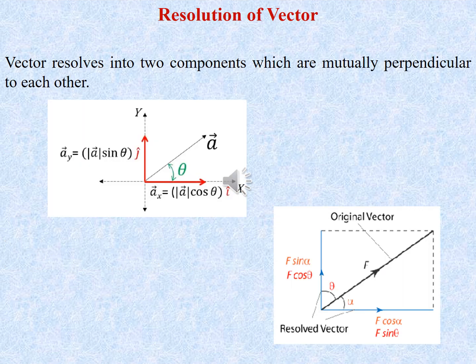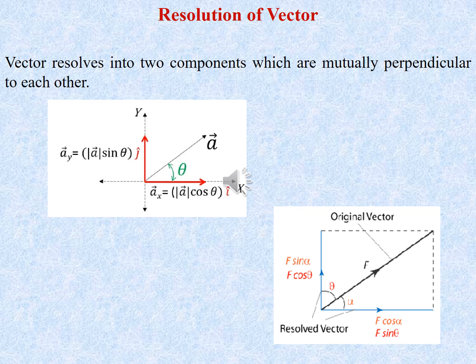Resolution of a vector. Vectors resolve into two components which are mutually perpendicular to each other. Let us consider A bar is a vector quantity. So this can be written in the two-dimensional format in the first figure. Ax bar is equal to mod A bar cos theta i cap. In the y-axis, Ay bar is equal to modulus of A bar sin theta j cap. So this can be resolved into two components like this. It is shown in figure 2.